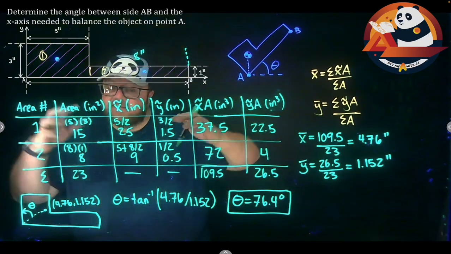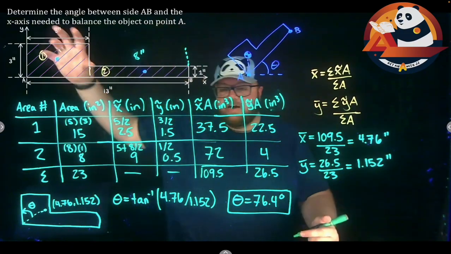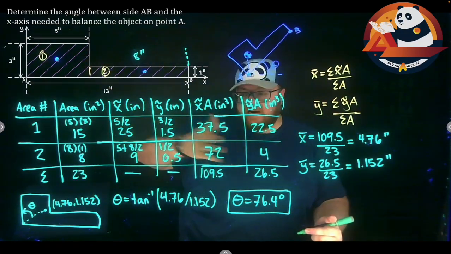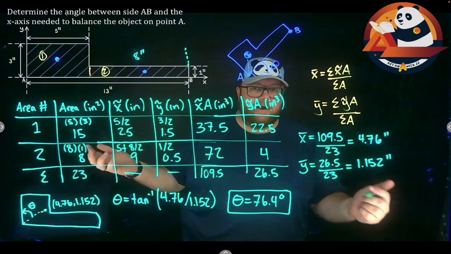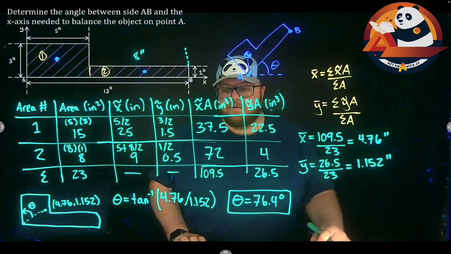Technically, we could expand this to any object we want to take a look at. If I could break it up into pieces, find the centroid, I could figure out an angle to rotate this to actually figure out how to balance anything. But we'll go ahead and wrap up there.